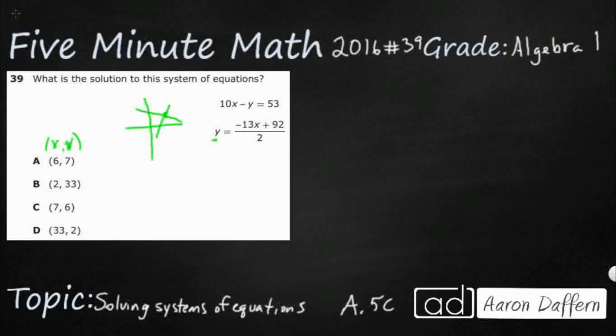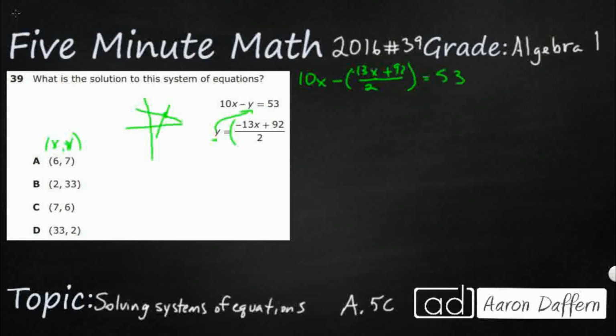Since this is the same system of equations, that means that we're sharing an x and a y, which means, look, they've already given us something that y equals. Let's plug this right into here, because now that's going to eliminate y as a variable, and I'm just going to be solving for x. So let's rewrite this. So 10x minus, and I'm going to take all of this right here, minus 13x over 2 plus 92, all right, equals 53.